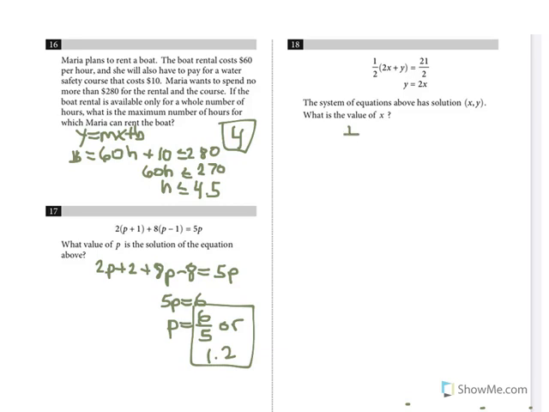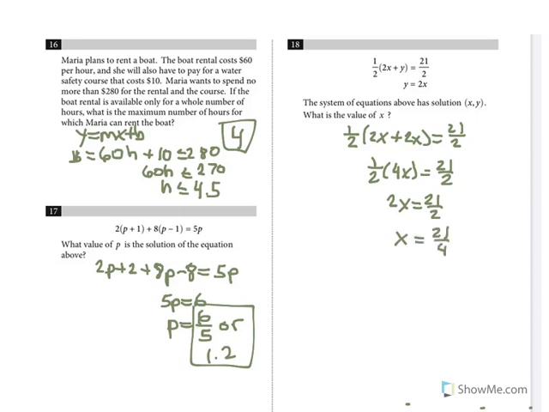So that means we can write 1/2 times 2x, and now y in terms of x is 2x. That equals 21/2, giving us 1/2 times 4x equals 21/2. We can write that as 2x equals 21/2, and dividing by 2, x equals 21/4 or 5.25. Again, you can fill in either one of those two answers, and it will be correct.